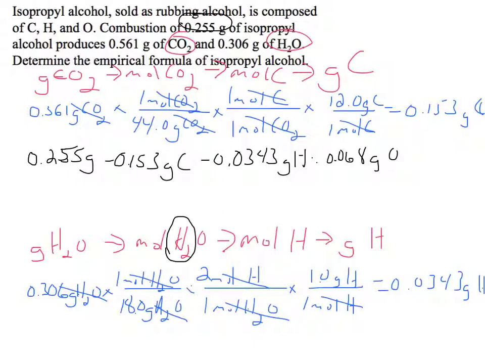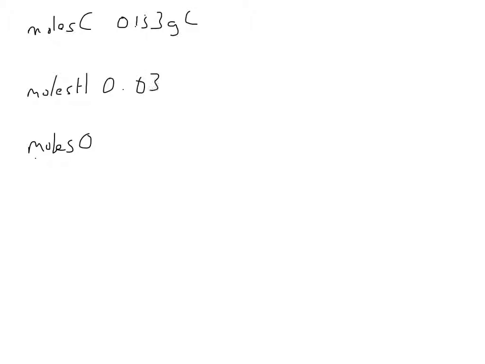The last step is converting these to moles and then dividing by the smallest number, like we did before, in order to find the empirical formula. I'm going to take this on to the next slide. At this point we can convert to moles of carbon, moles of hydrogen, and moles of oxygen. We have 0.153 grams of carbon, 0.0343 grams of hydrogen, and 0.068 grams of oxygen.